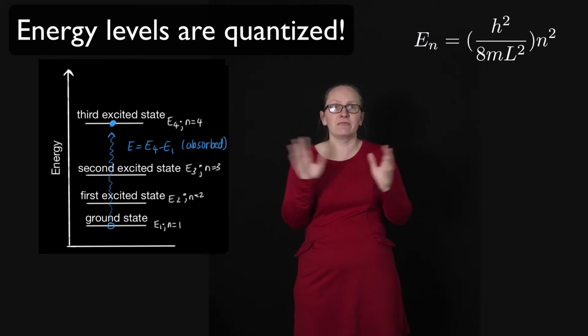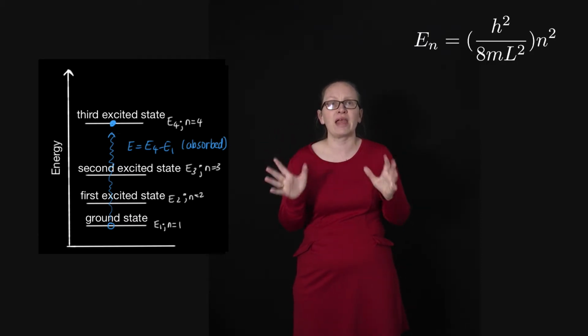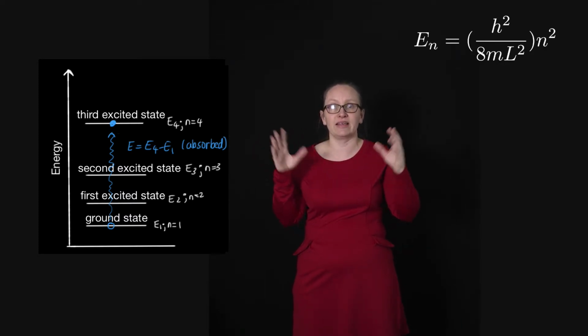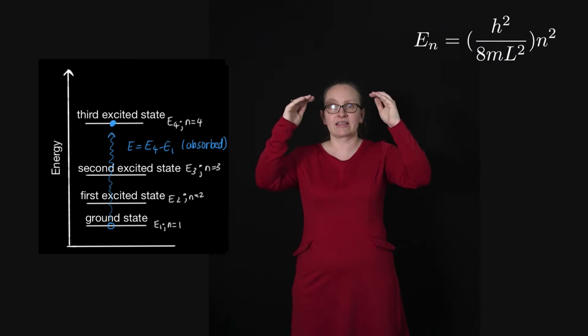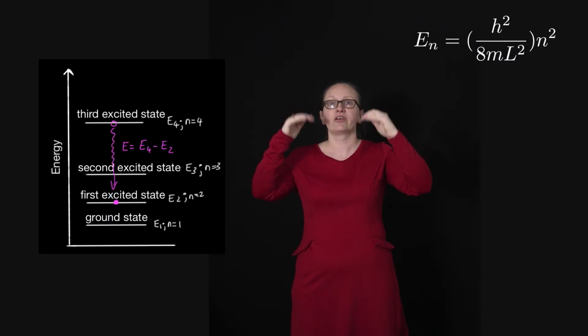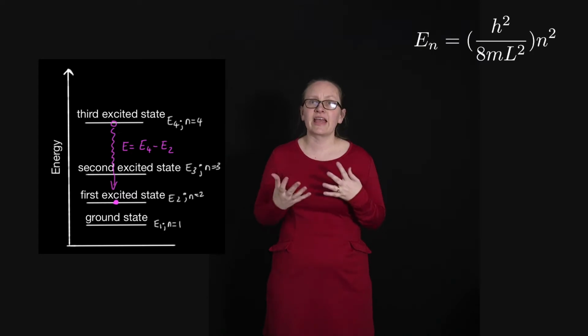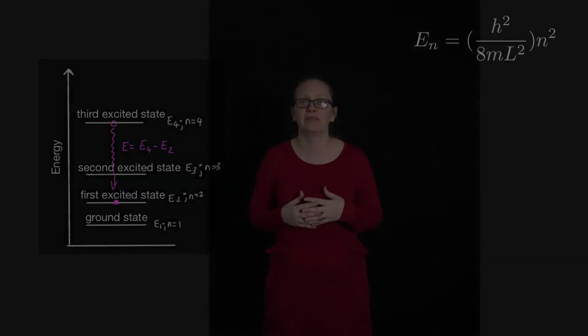So in a minute, we will rearrange our energy equation to work out the wavelength of the photons that can be emitted as an excited electron drops down to lower states. So let's calculate those wavelengths now.